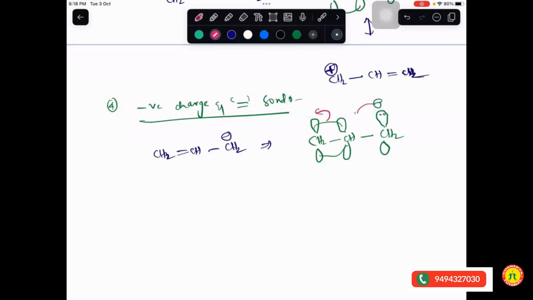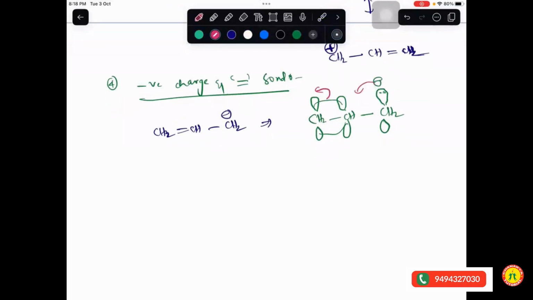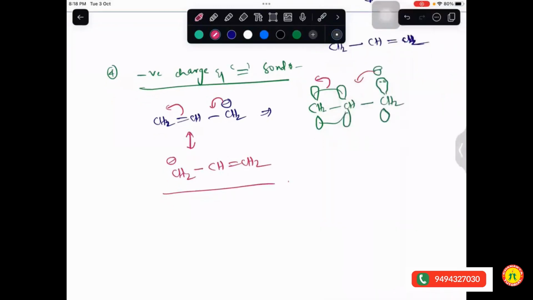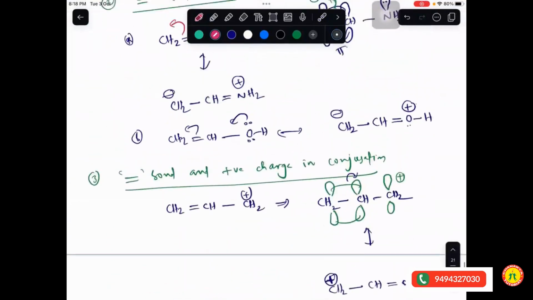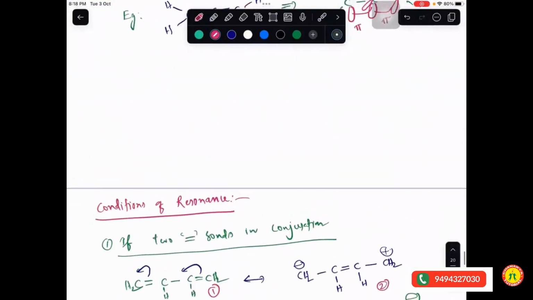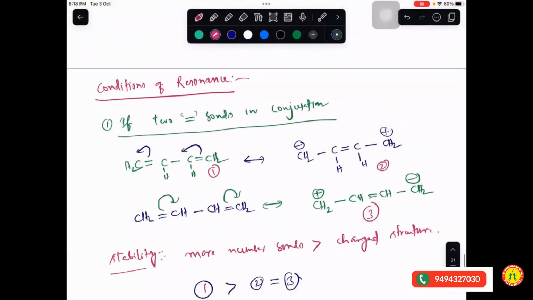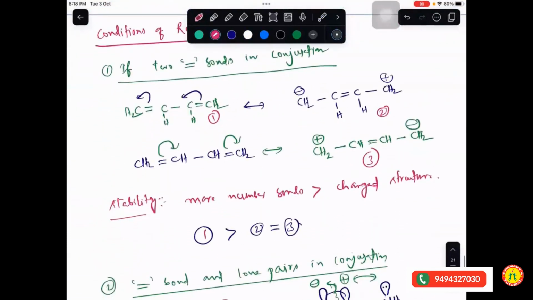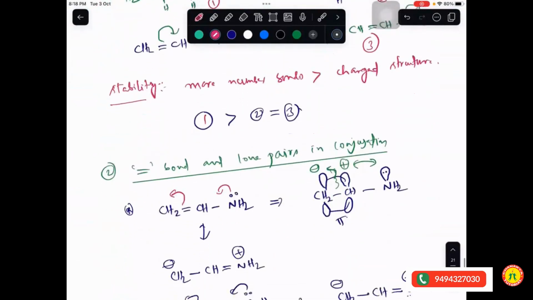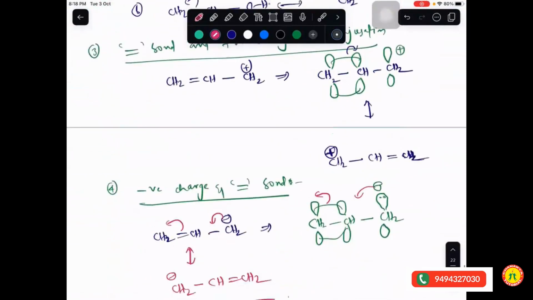Okay, now this is forming the bond. See here, simple writing: these two are shifting here. So now what is forming? CH2 here, minus is there, here CH, okay, double bond here CH2. Forming the bond. Got it? Any doubt? So this is how the conjugation takes place in the four possible forms: double bond with double bond conjugation, double bond with lone pair, double bond with positive charge, and double bond with negative charge.